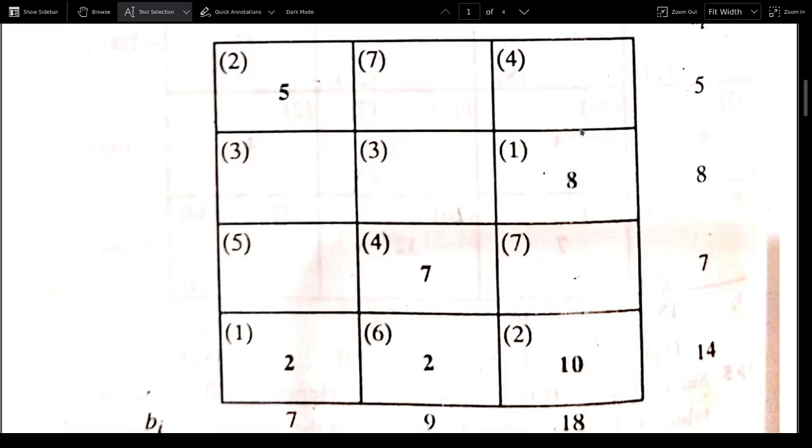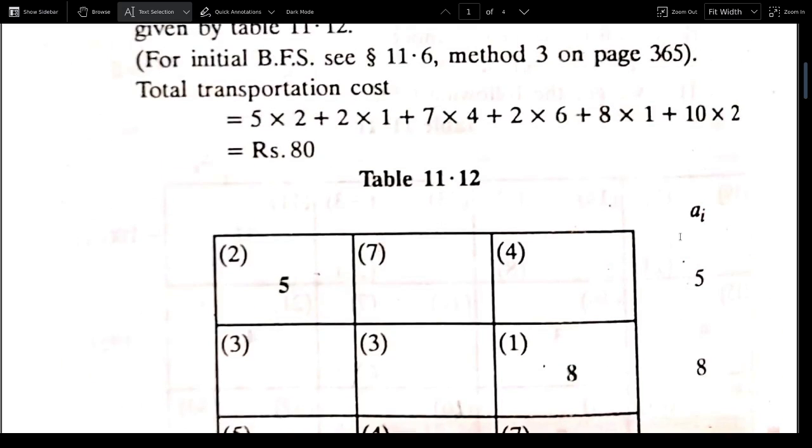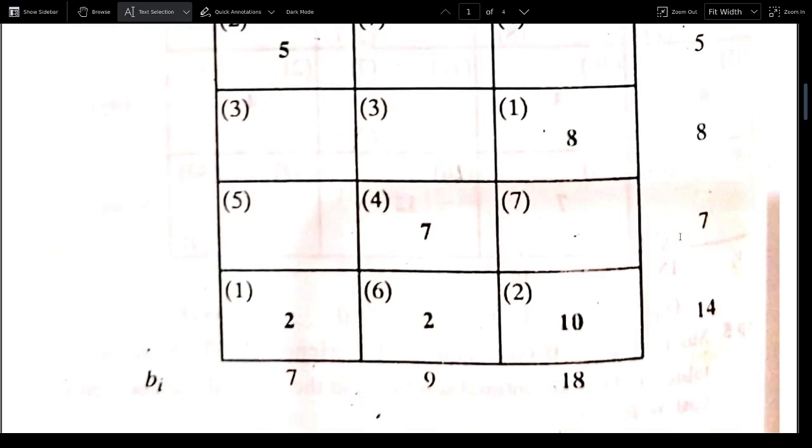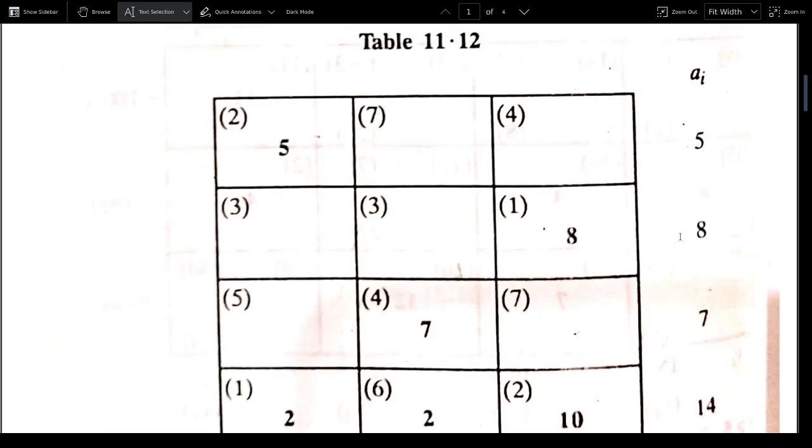Suppose you get the maximum penalty in the first row, then you enter the first row. So when you enter the first row, what are the costs? 2, 7, 4. What is the minimum cost? 2. In which cell is 2 placed? Cell 1. So here you give the allocation, 5 and 7. Supply is 5, demand is 7. So what allocation do we give? You will give 5.